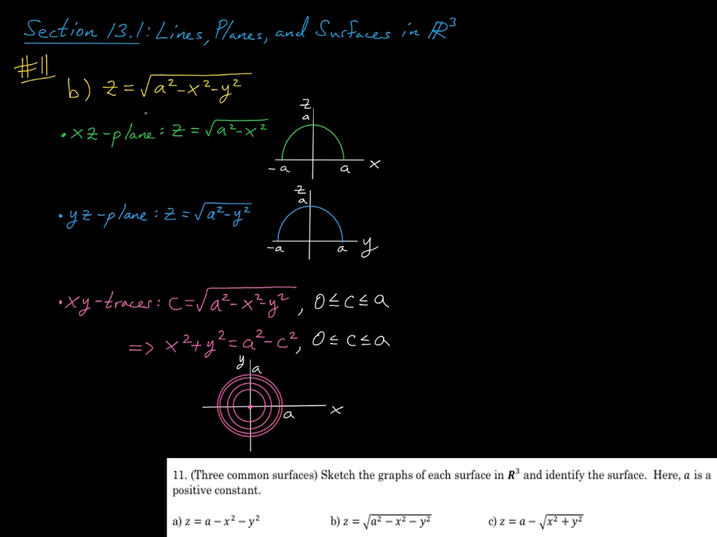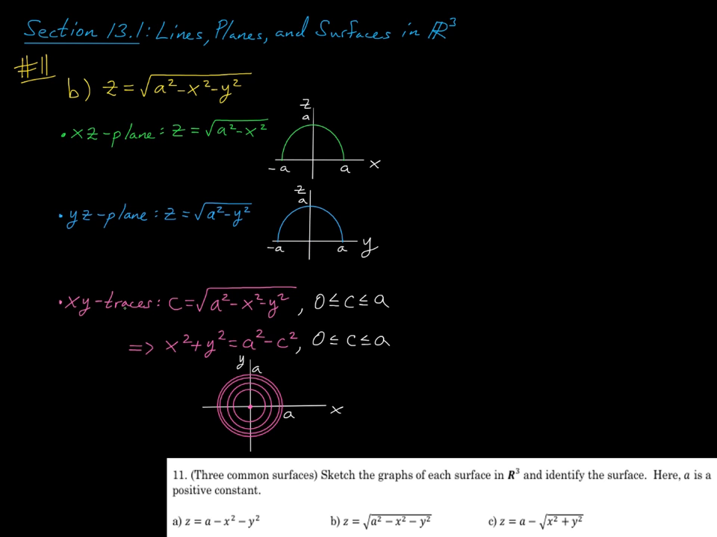If we look at the intersection of this surface with the xz plane, that's where y is 0, I get the equation z is equal to the root of a squared minus x squared. So that's the semicircle of radius a centered at the origin. If I look at the intersection of this surface with the yz plane, that's where x is 0, I get the equation z is equal to the root of a squared minus y squared. That's this semicircle here, again of radius a centered at the origin.